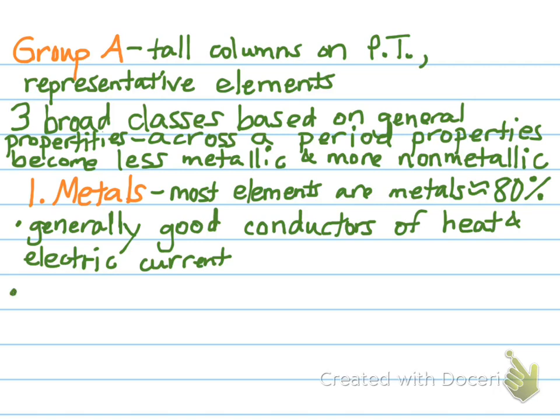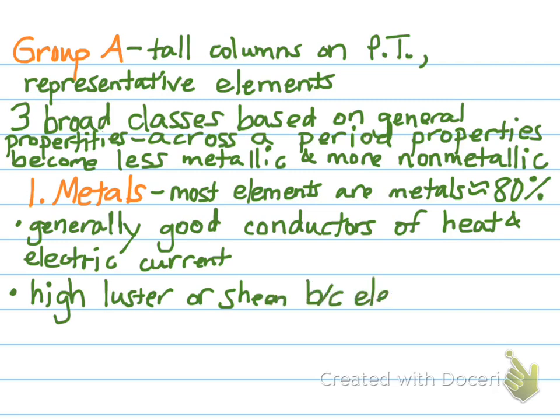Another property of metals is that they have what is called a high luster or sheen, because the element reflects light. So basically what this is saying is that metals tend to be shiny. And they're shiny because the light hits them and it bounces off of them.